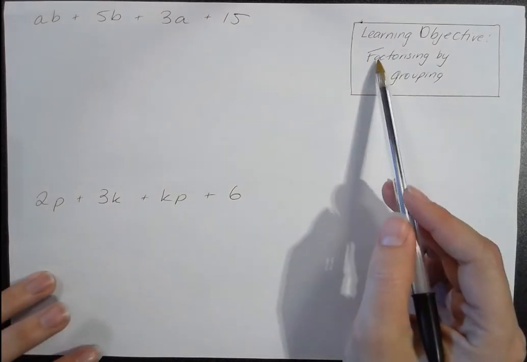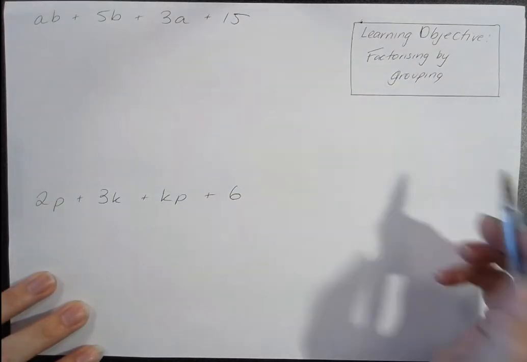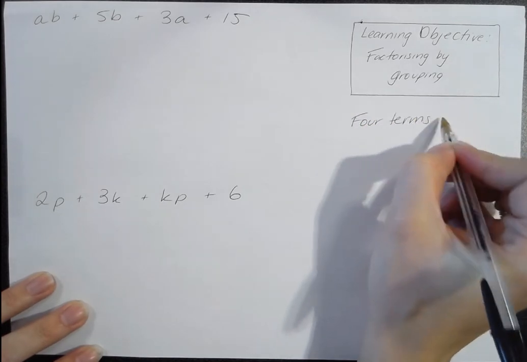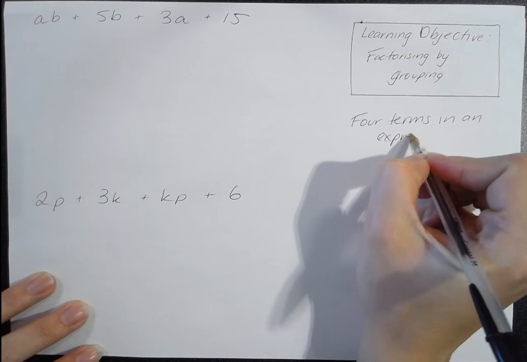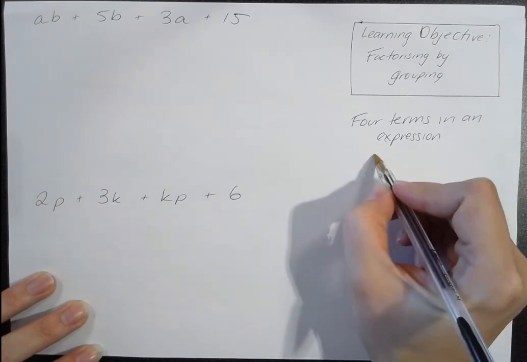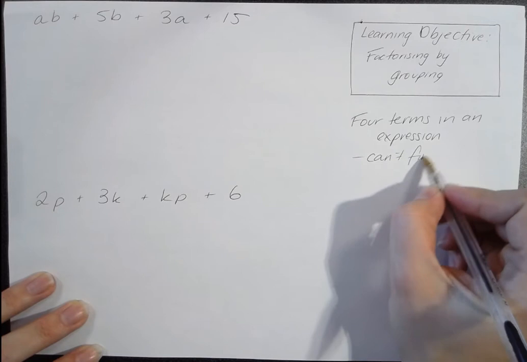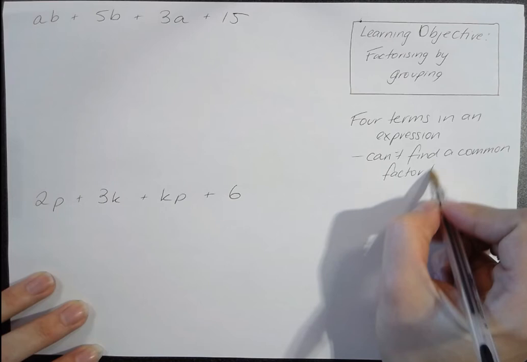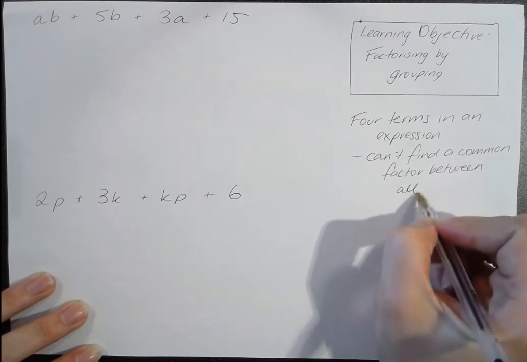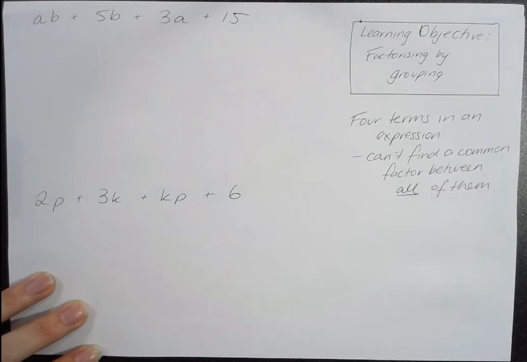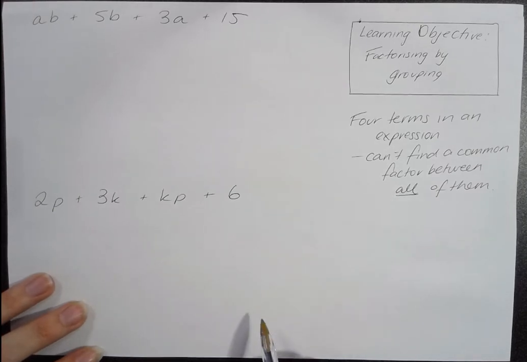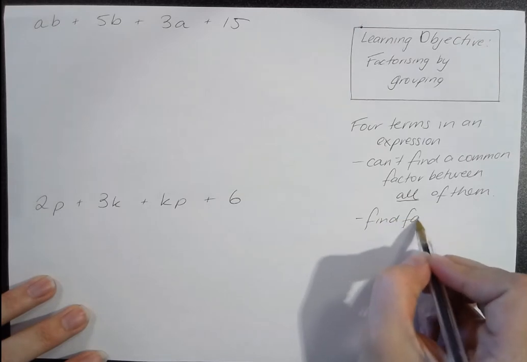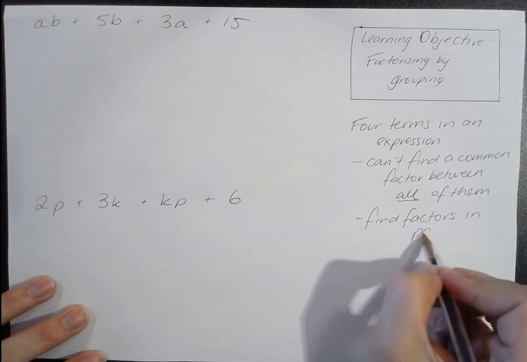Okay, this lesson is looking at factorising, but this time it's factorising by grouping. We need to use factorising by grouping when we have 4 or more terms in an expression, and the important part here is that we can't find a common factor between all of them. In the meantime, what we can do is find factors in pairs or in sets of 2.